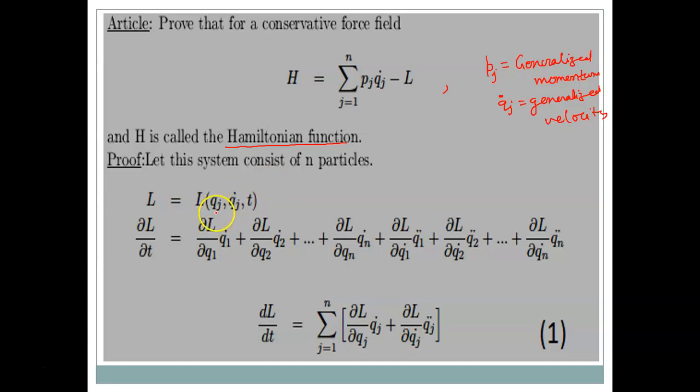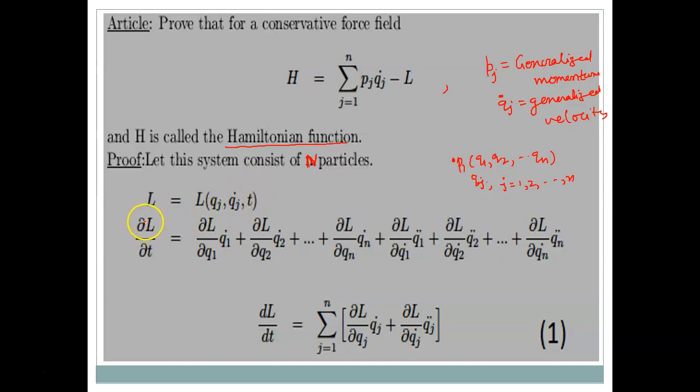Suppose that the number of particles is n, and the number of generalized coordinates to specify the configuration be q1, q2 up to qn. That is why, if you are taking qj as the generalized coordinate, j goes from 1 to n. So that is the situation. The Lagrangian function depends on generalized coordinates, generalized velocities and time t.